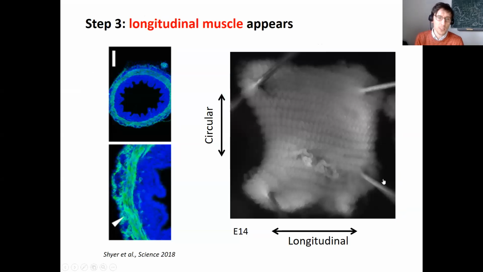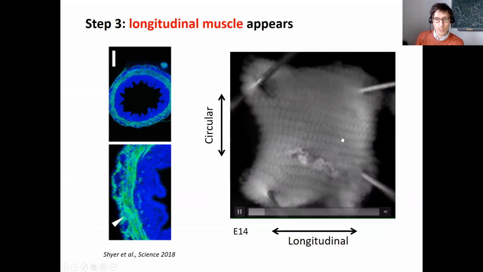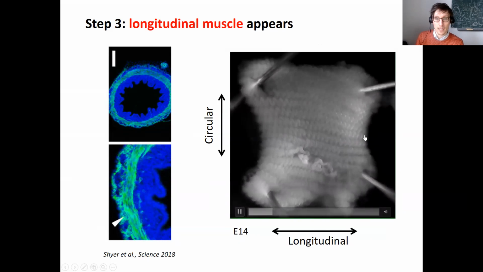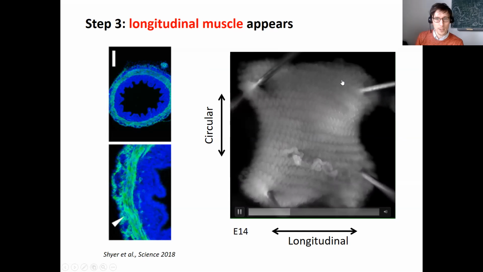So now let's move on to step 3, which is the orthogonal muscle layer. Longitudinal muscle will start differentiating in the chicken embryo from E14. We can see it here distinctly on this IHC at the outer periphery. That's what the contractions look like from E14 on the longitudinal axis. There is this jitter motion relative to the circular contractions.